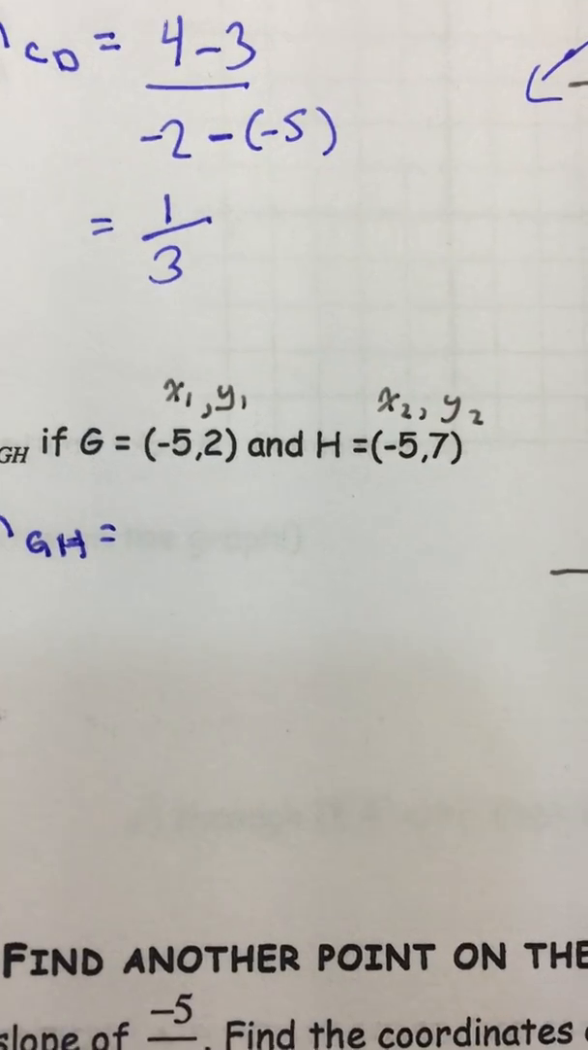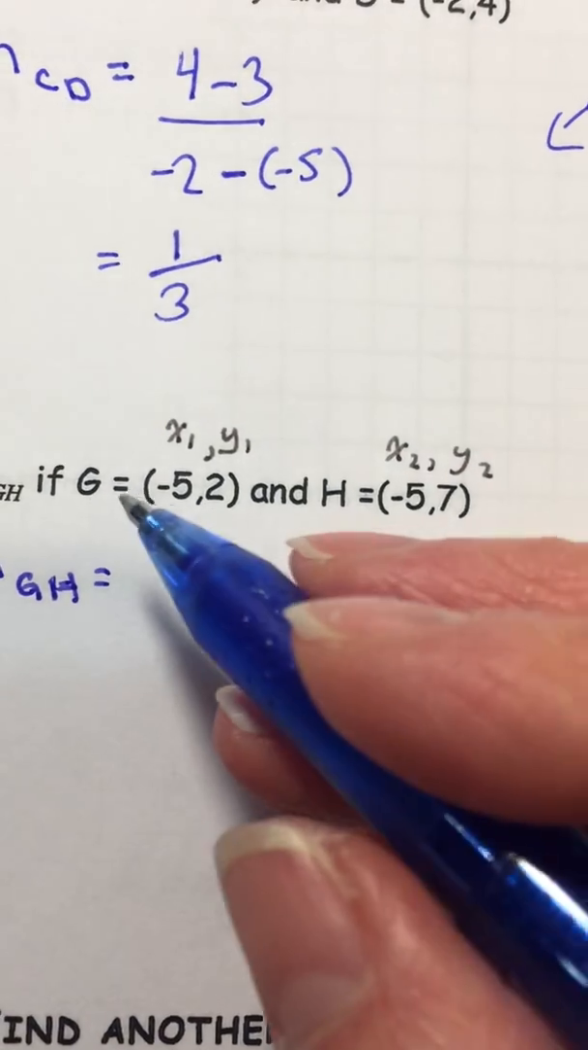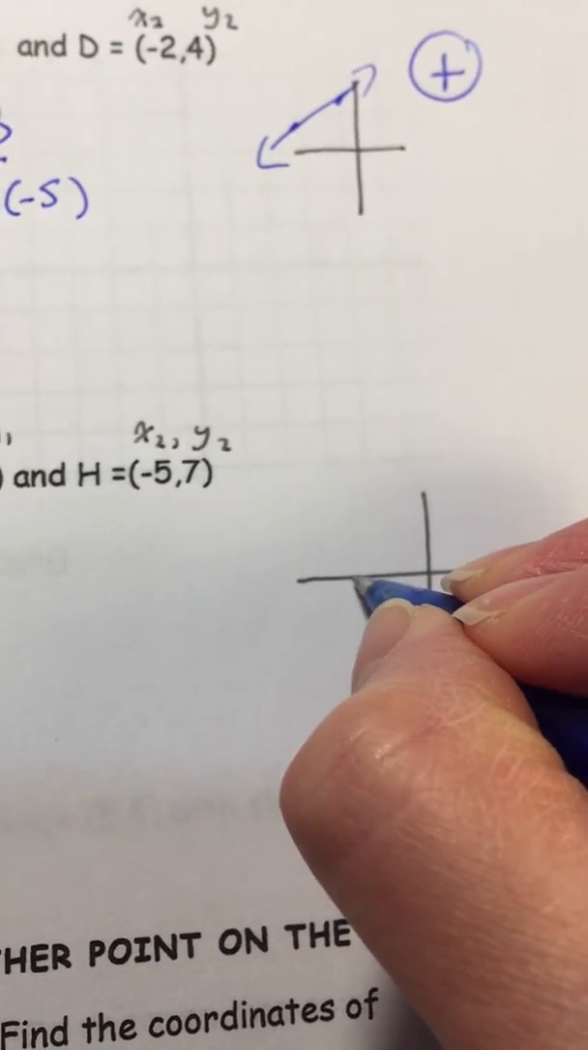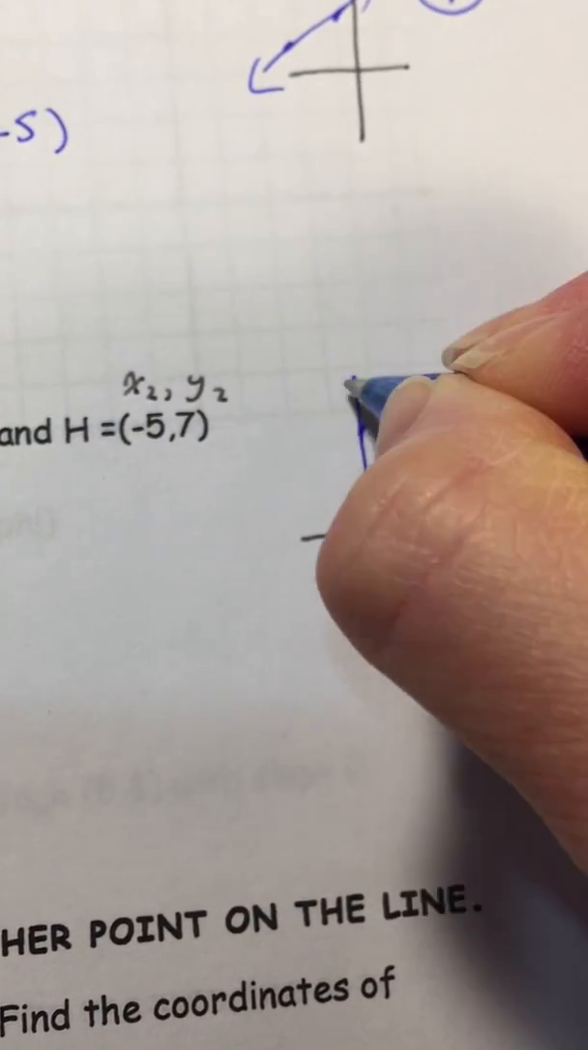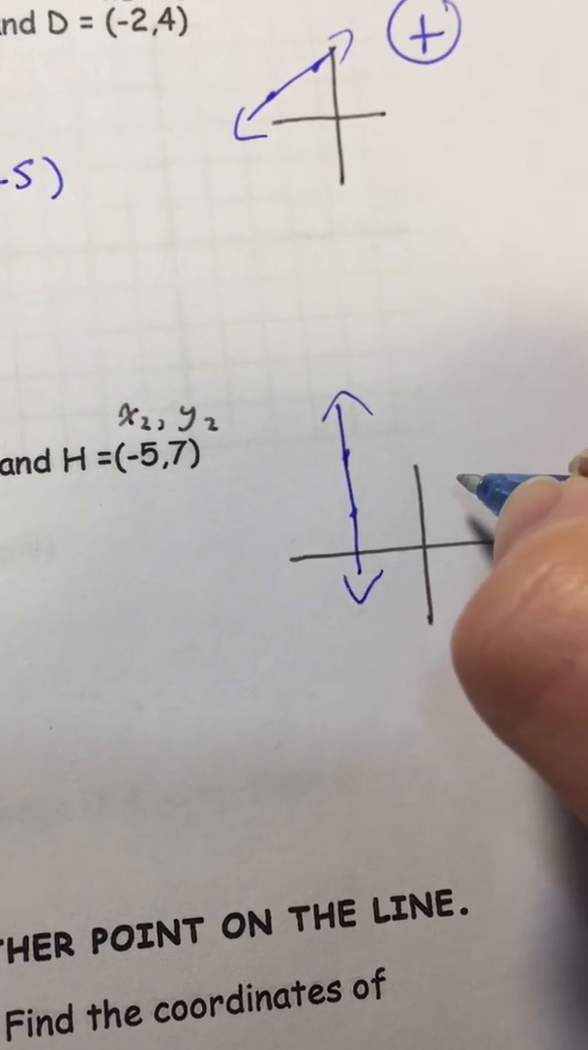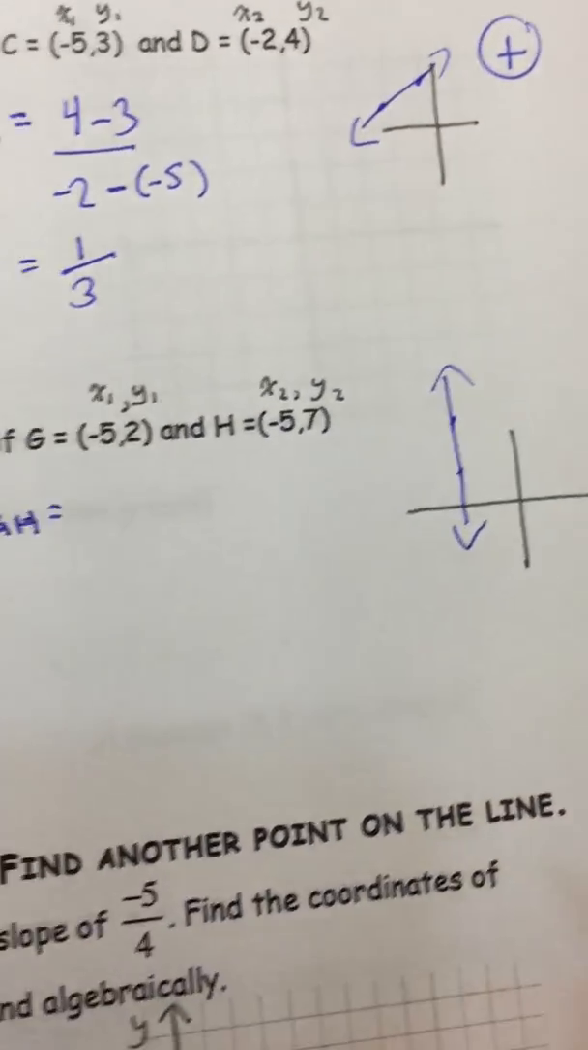The next one, negative 5, 2 and negative 5, 7. Hey, I said negative 5 twice. That's the x-coordinate. Negative 5, 2 and negative 5, 7. Hey, that's a vertical line. That should be an undefined slope. Let's check.